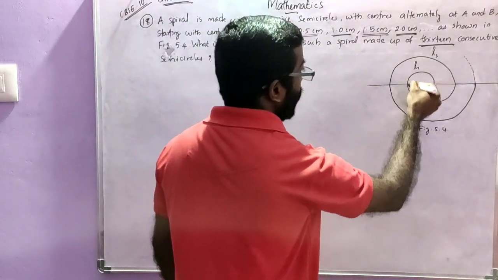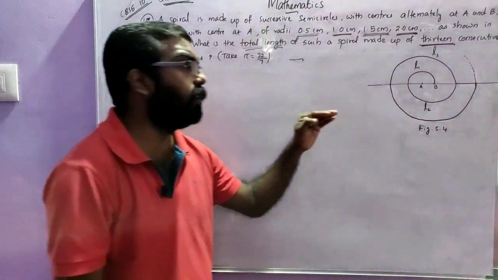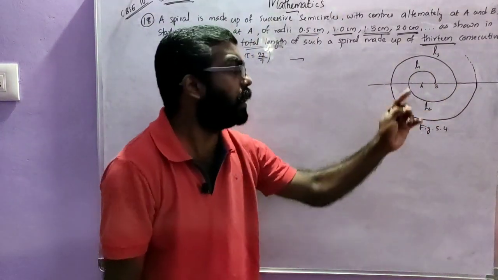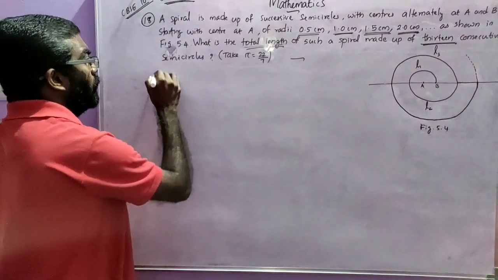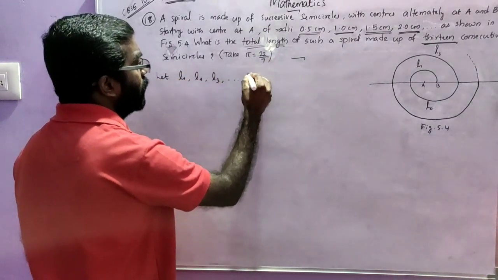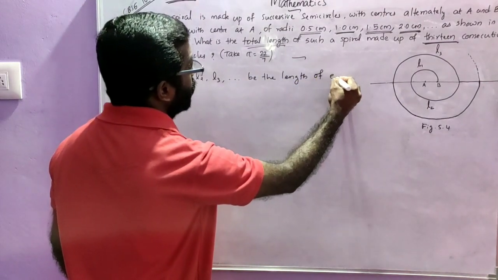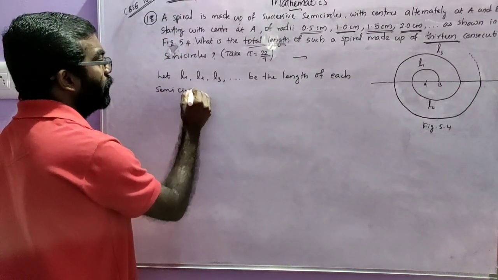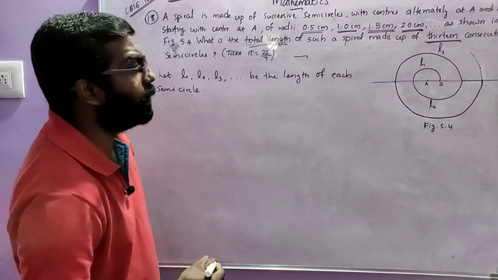So let the length of each semicircle be L1, L2, L3, L4 and so on. Clear? Length means perimeter or circumference.